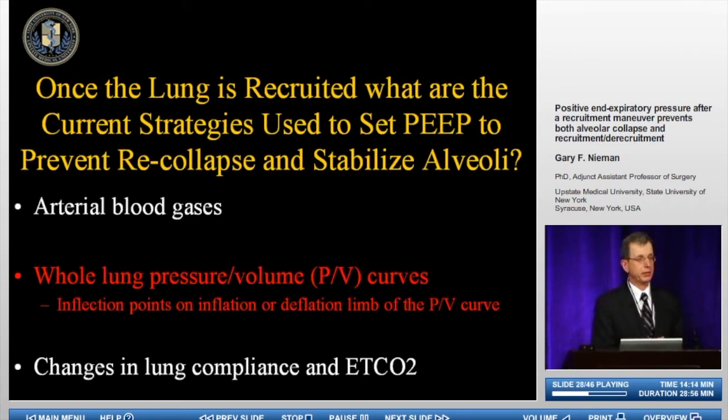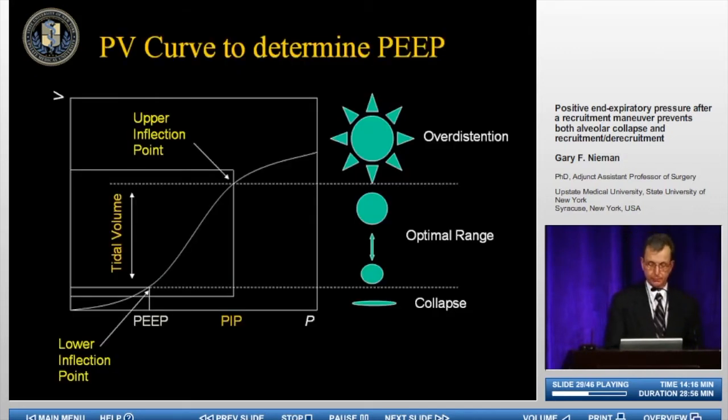The use of the whole lung pressure volume curve and inflection points. As you recall, the theory behind this technique, these are alveoli going from collapsed to overdistended, and this is the whole lung pressure volume curve. And it was believed that alveoli remain collapsed until we hit this lower inflection point, at which point there was massive alveolar recruitment.